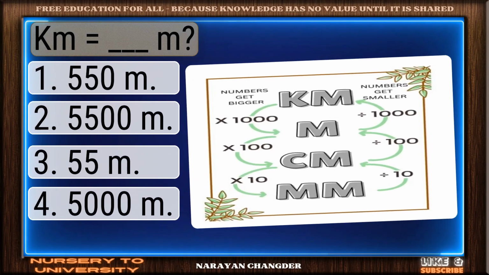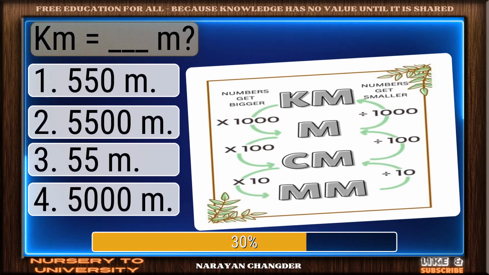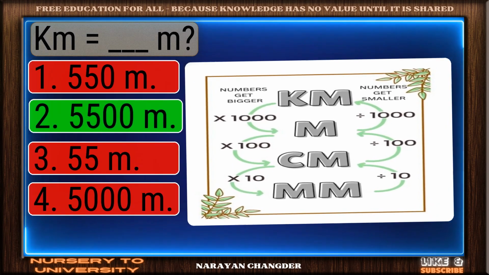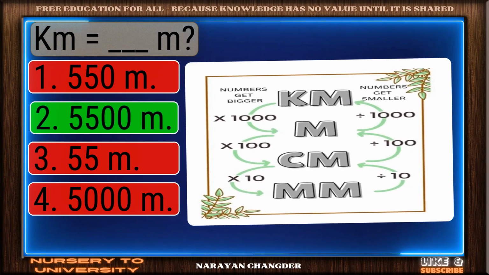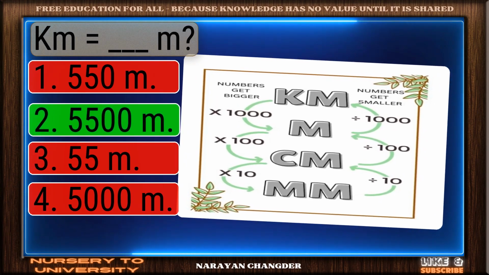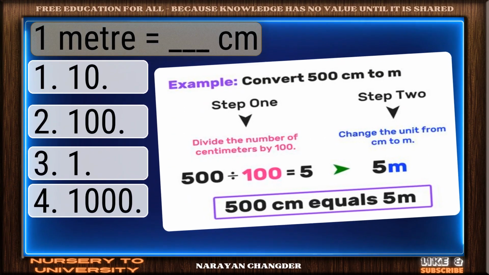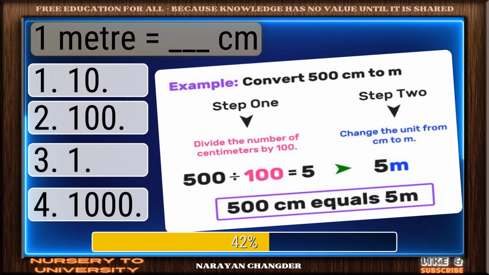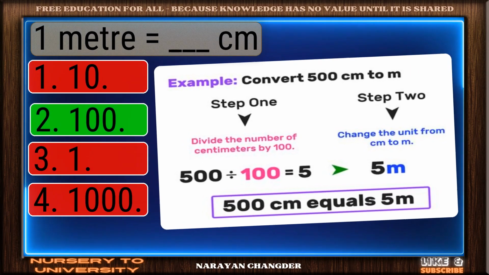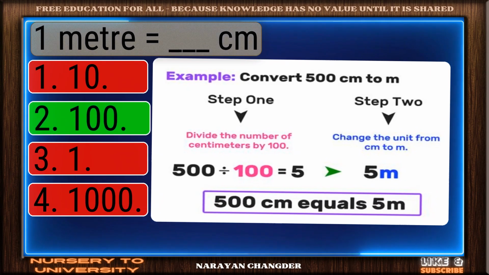km equal to dash m? You got it? Your choice 500 m is right. 1 meter equal dash cm. You chose 100, and it is correct.